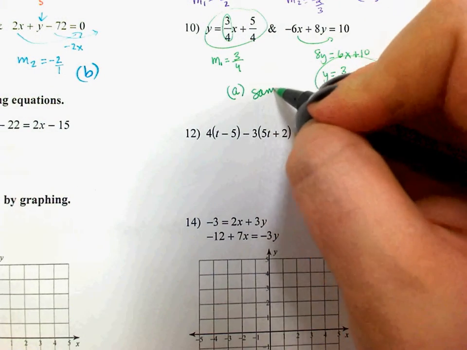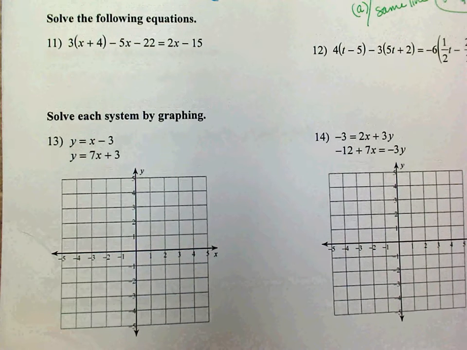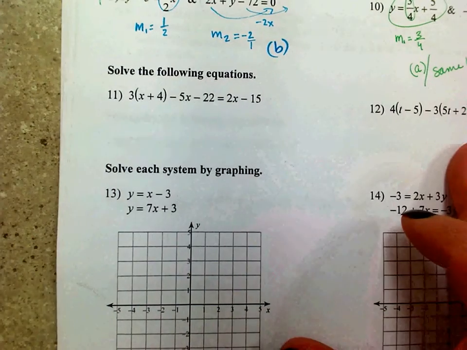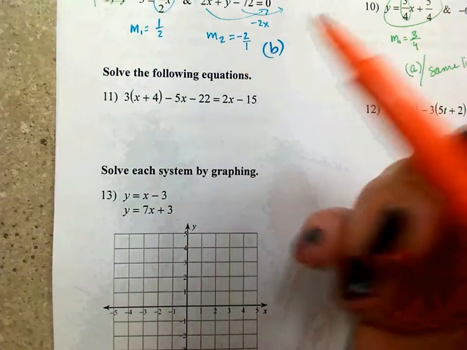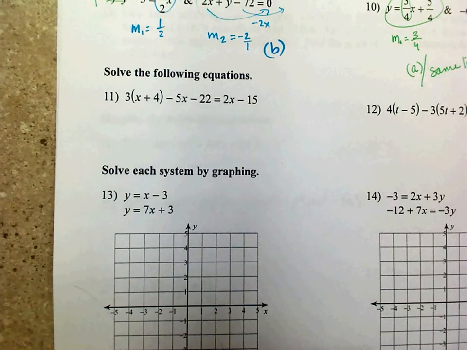Okay. Solving equations. So these are linear equations, and it's just kind of a go back to algebra and see if you can remember how to do this. You've got 3 times the quantity x plus 4 minus 5x minus 22 equals 2x minus 15. What you want to do is, as much of this as you can do in your head and do it correctly, I'm perfectly fine with that. I'm going to show steps, but as we go further throughout the year, the less steps I'll show, and the more you'll need to be able to do in your head.